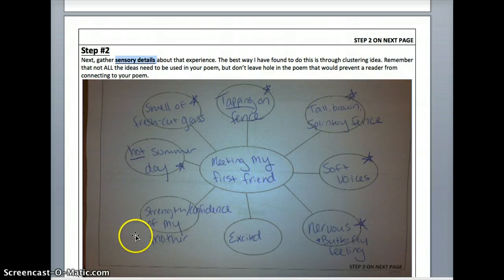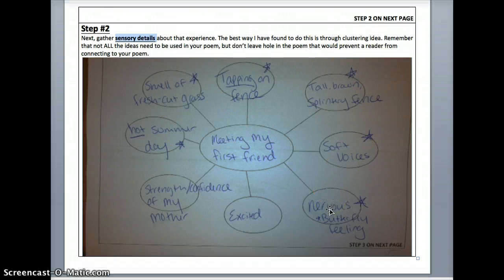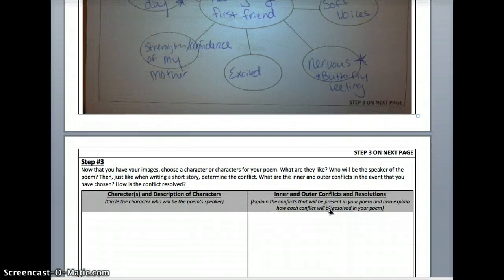And some other details that aren't as sensory but definitely appeal to emotions is the strength and confidence of my mother, because my mother was the one who finally opened the gate and let us meet each other. And I also remember feeling excited, and I probably could think of a way to describe that feeling using sensory details, but for the moment I just put excited. Notice though that most of my bubbles contain sensory details, and that's why I put a star next to those. Okay, now moving on to step 3.